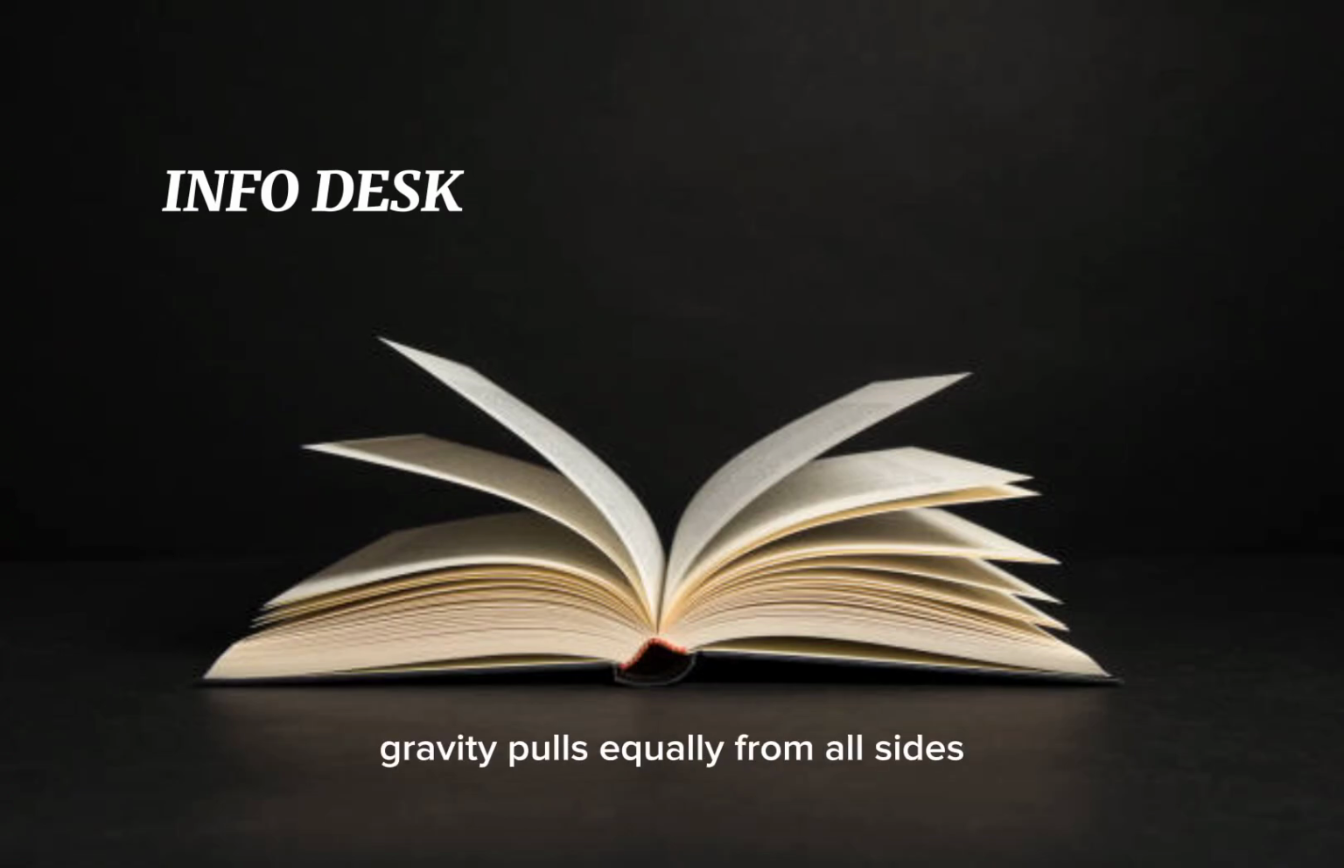Gravity and shape. Gravity pulls equally from all sides towards the center of mass, causing the material to settle into a shape that maximizes the balance of forces. A sphere is the shape that achieves this equilibrium because it distributes the mass evenly in all directions. In a sphere, the gravitational force at any point on its surface is directed towards the center.